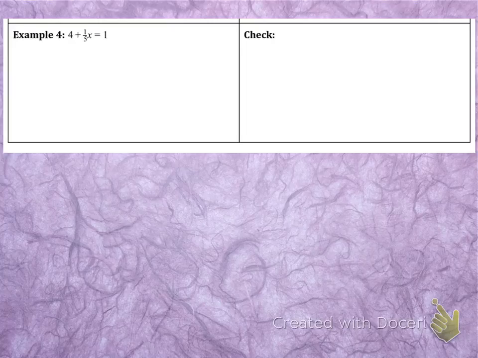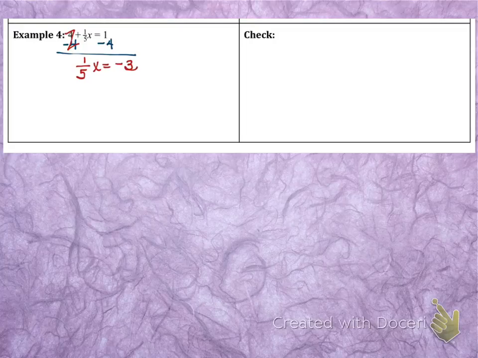On the last one, example 4, we have no subtraction or rewrite, so the first thing we want to do is get rid of the 4 on the left side. So to get rid of 4, we're going to subtract 4 from both sides. 4 minus 4 zeroes out, and that's what we wanted. 1/5 times x drops down. 1 minus 4 gives me negative 3.